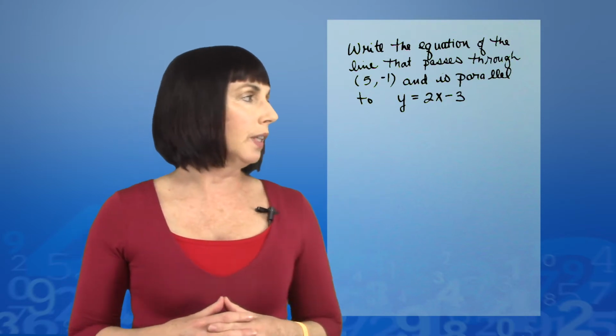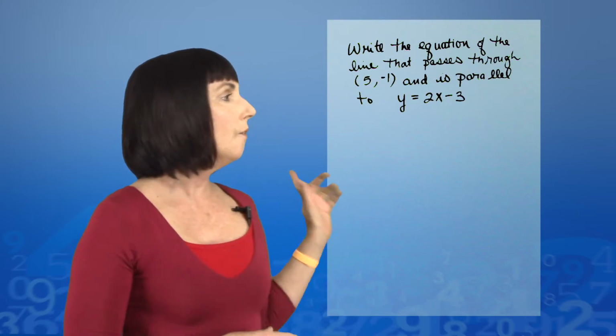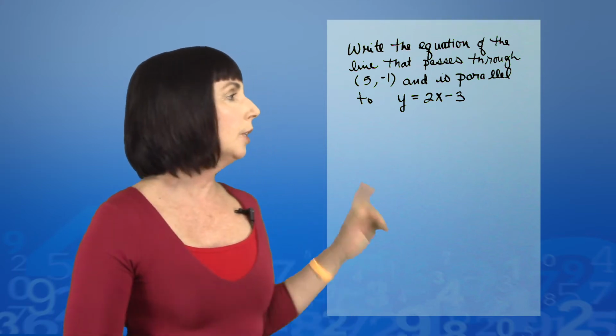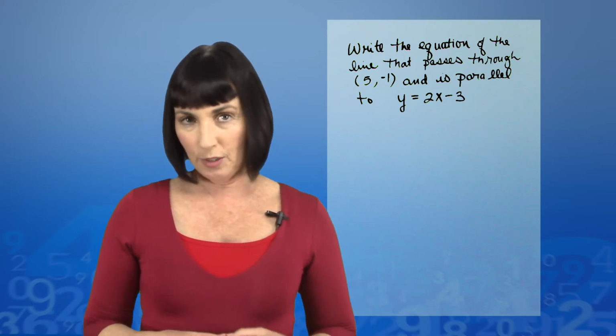I'm Allison from Math Bytes, and we're doing an example of finding the equation of a line. So here we go. Write the equation of the line that passes through the point (5, -1) and is parallel to the line with the equation y equals 2x minus 3.